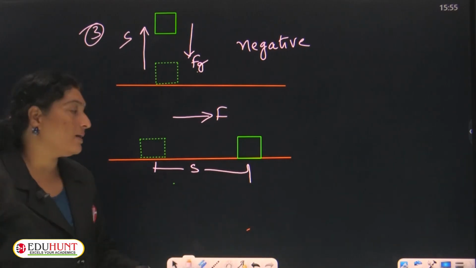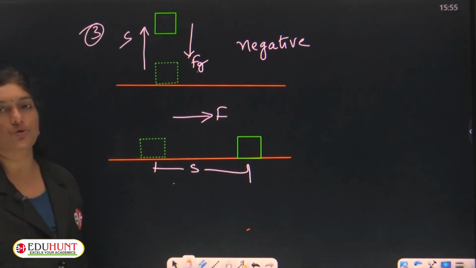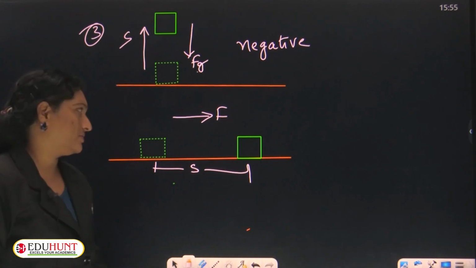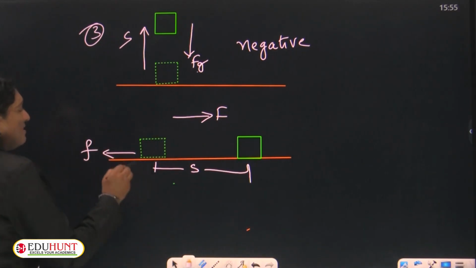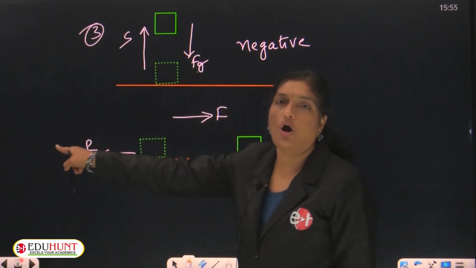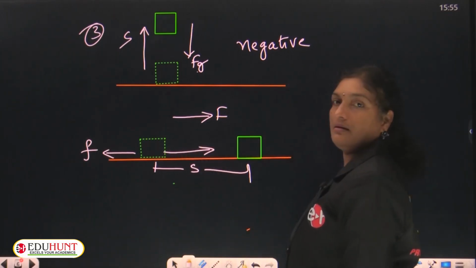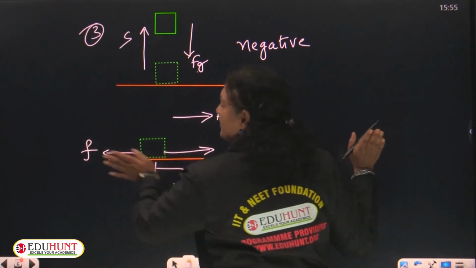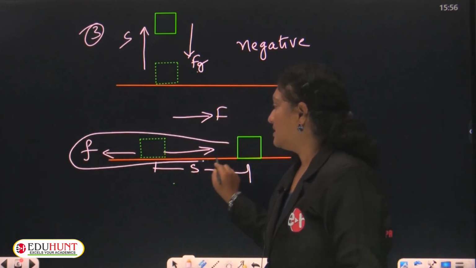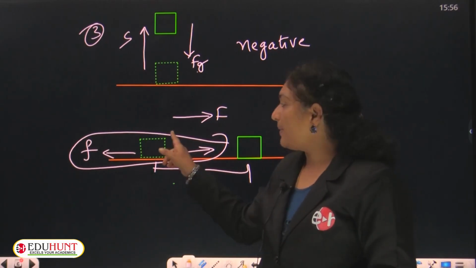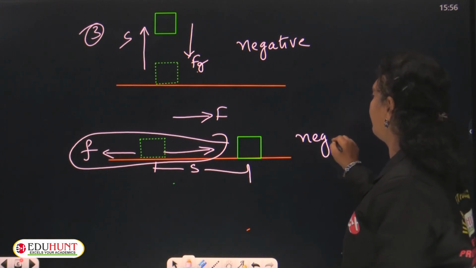But at the same time, as the block is dragged, one more force comes into play, and that is nothing but the frictional force. This is all about your applied force, and we know that the frictional force always acts in the opposite direction. The body is displaced towards the right side, whereas the frictional force is acting towards the left side. So in this case, the work done by the frictional force is again considered as negative.